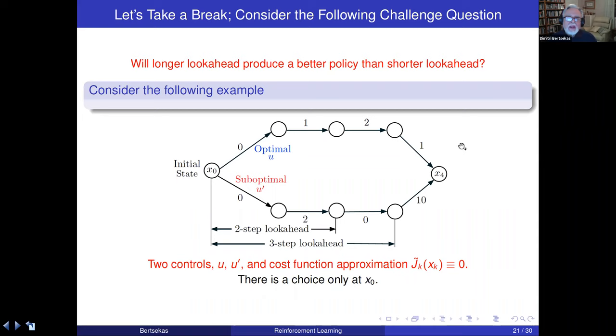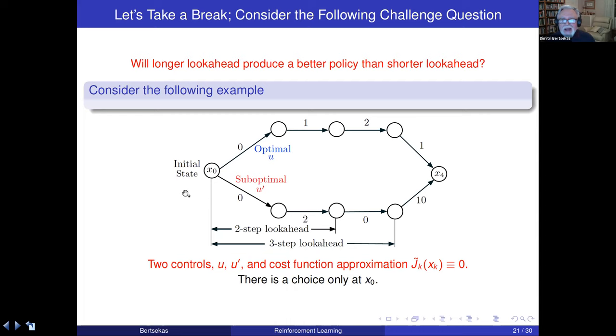I pose to you the following challenge question. We go into long look ahead in order to produce a better policy, but is that hope always realized? In other words, will longer look ahead produce a better policy than shorter look ahead? The answer to this is usually, but we're not quite sure if it will happen always. So I want you to consider the following example and figure out what's going on.